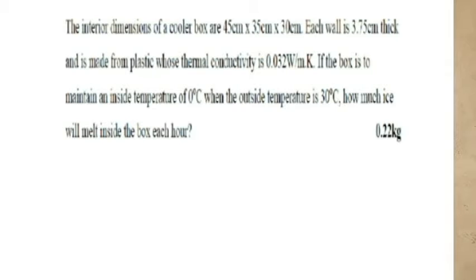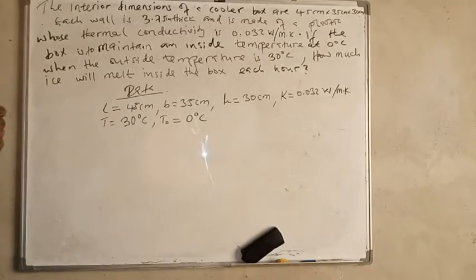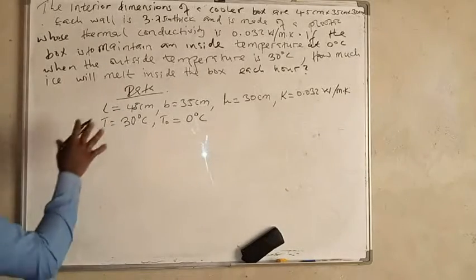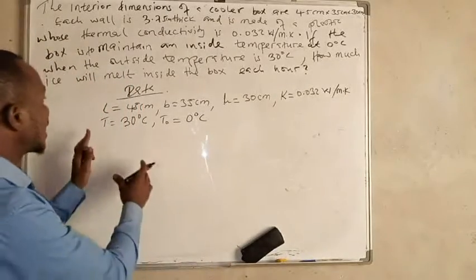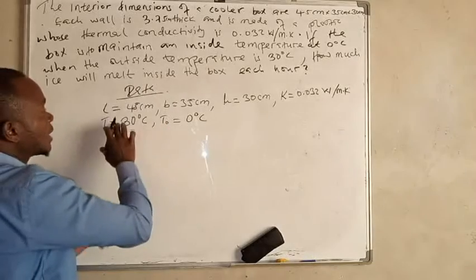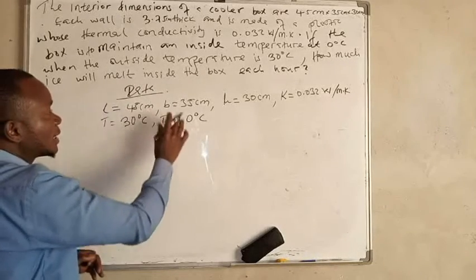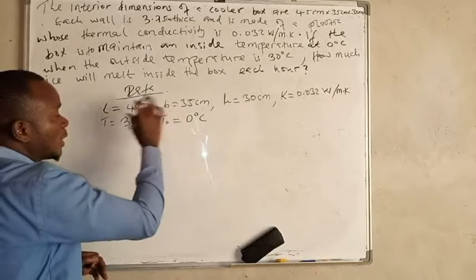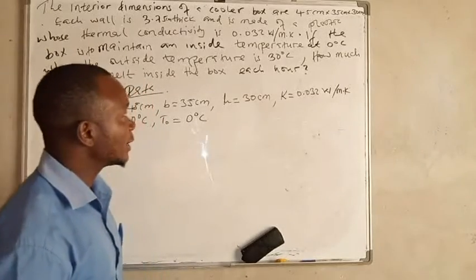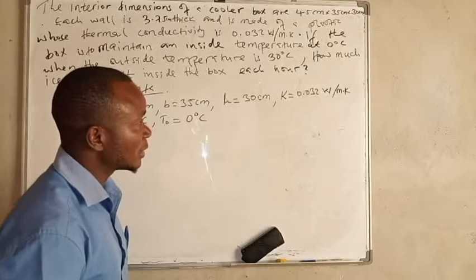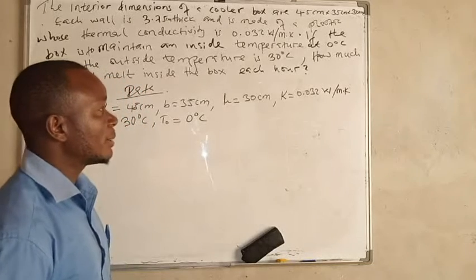If the box is to maintain an inside temperature of 0 degrees Celsius when the outside temperature is 30 degrees Celsius, how much ice will melt inside the box each hour? So this is the information that we've been given. The data is, for the dimensions, length L is 45 centimeters, breadth or width 35 centimeters, height 30 centimeters, and thermal conductivity is 0.032 watts per meter per Kelvin.